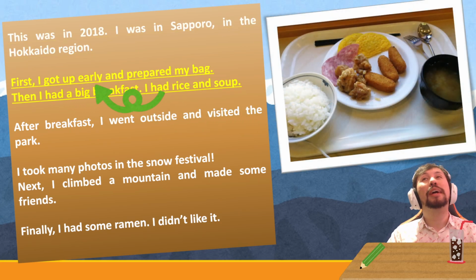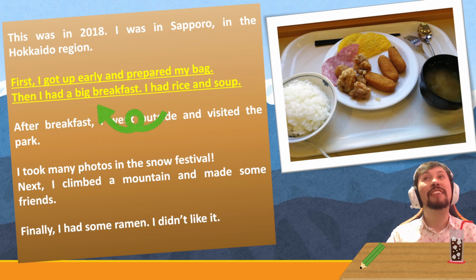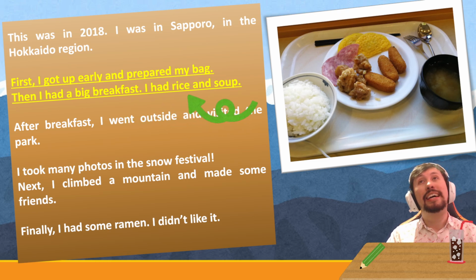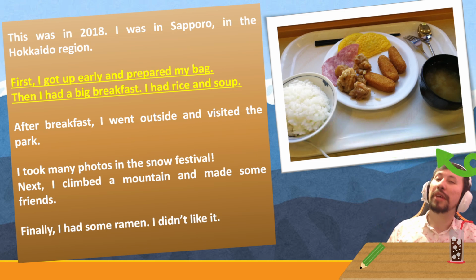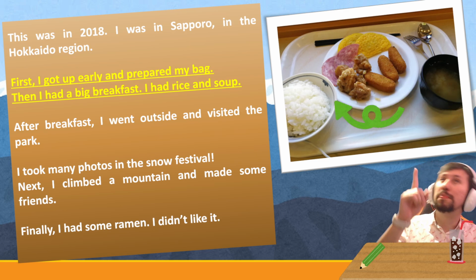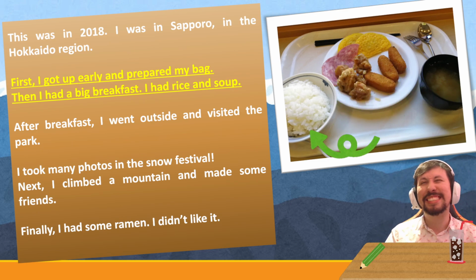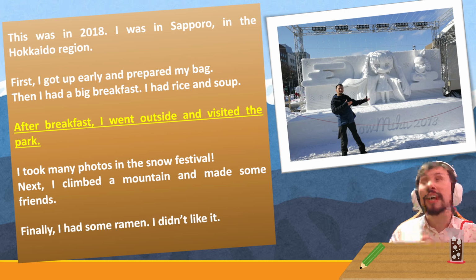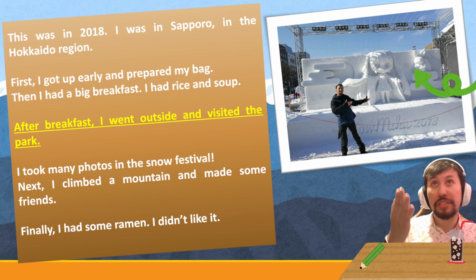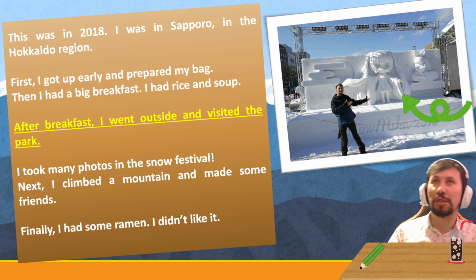First, I got up early and prepared my bag. Then, I had a big breakfast. I had rice and soup. Yes, this is a photo I took of my first breakfast in Japan. There's soup, there's some things, there's eggs and ham, rice. Tasty. And after breakfast, I went outside and visited the park. It was winter, so you can see there were many ice sculptures. Well, snow sculptures, and that's me.